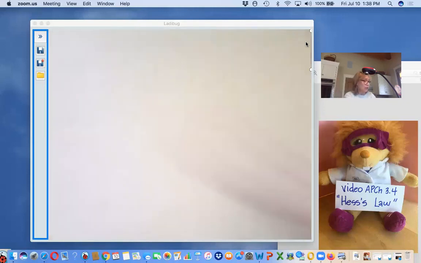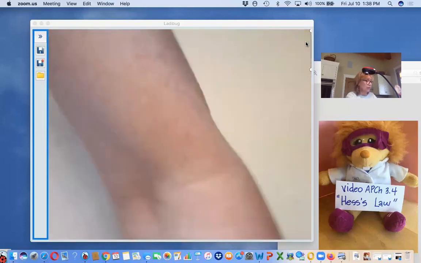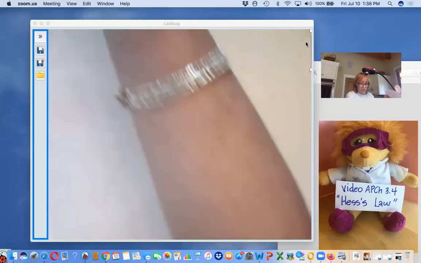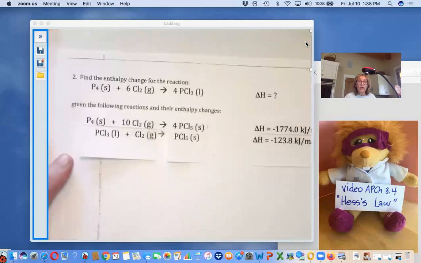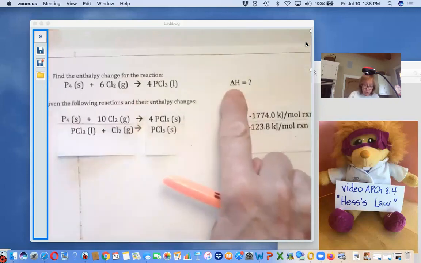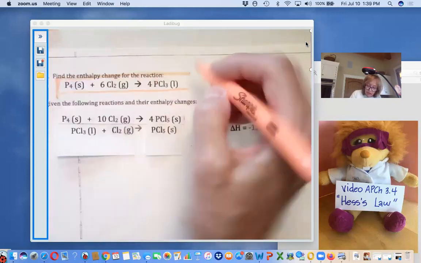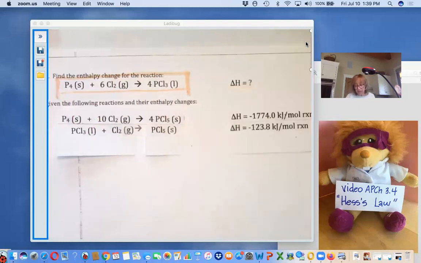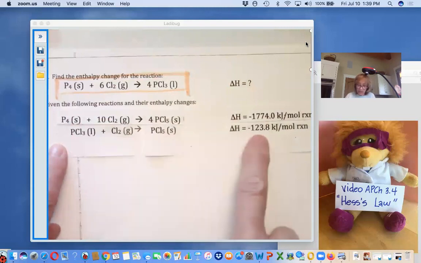Okay, let's try another one. Let's try number 2 on your list. Looks like this. So this is our target. We would like to know the enthalpy change for this reaction. And we're not able to do this calorimetry experiment to find the delta H. But we do have information about this equation and its enthalpy change, and this one and its enthalpy change.